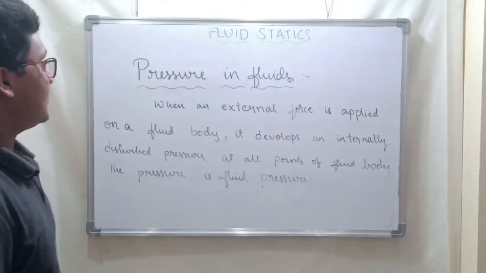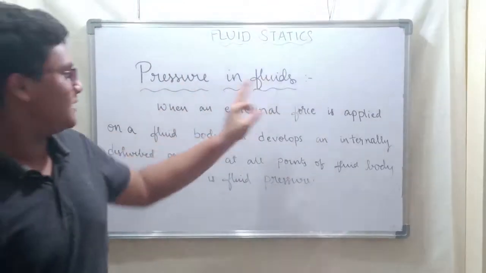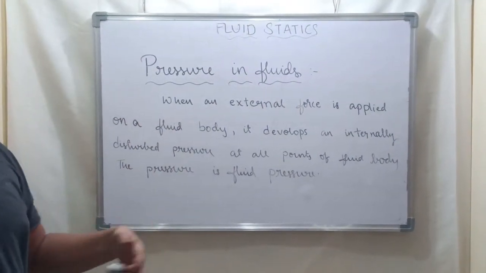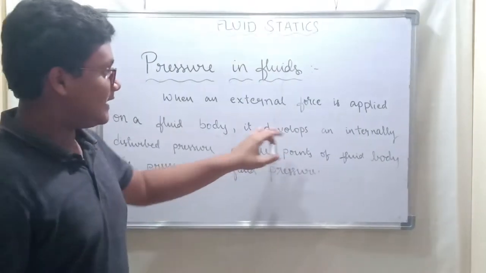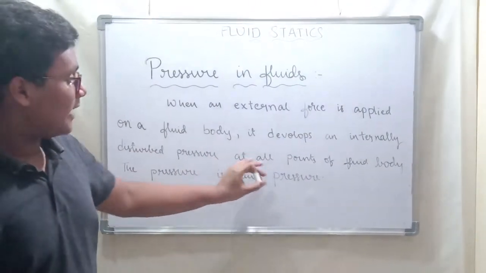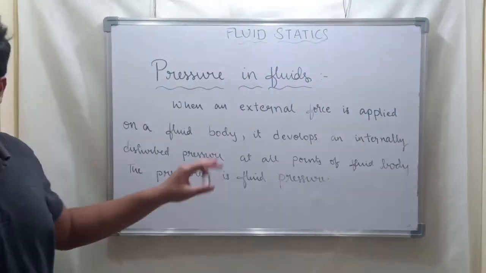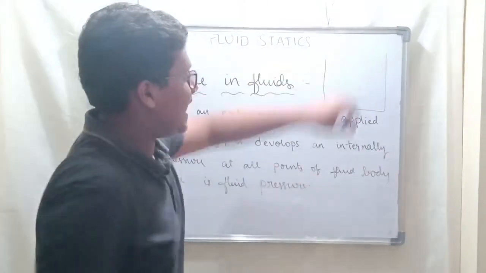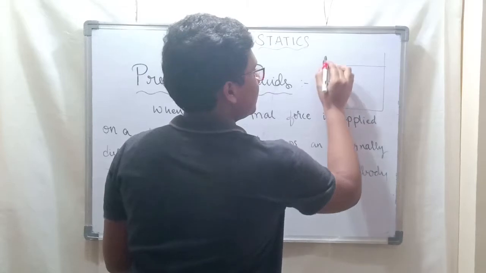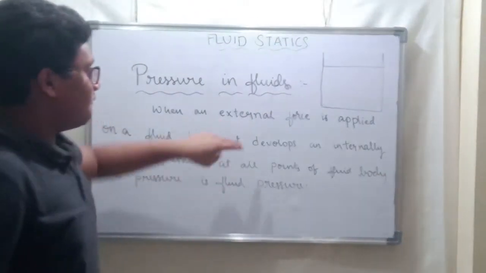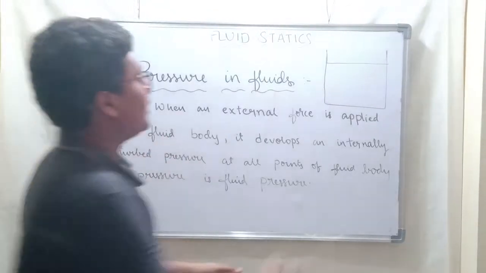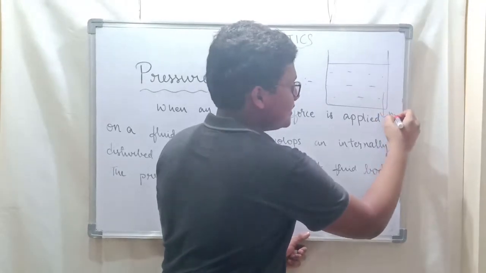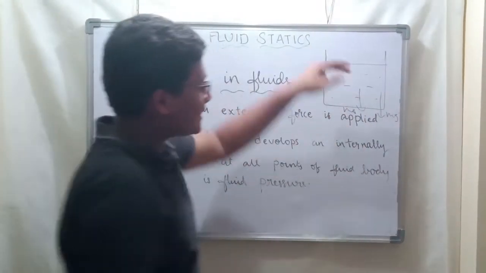Now, pressure in fluids. When an external force is applied on a fluid body, it internally gets disturbed, and that is called pressure. It develops an internally disturbed pressure at all points of the fluid body. This is fluid pressure. It means, take a glass with water in it. When an external force is applied on the fluid body, the external force on every molecule is mg, acting downwards.